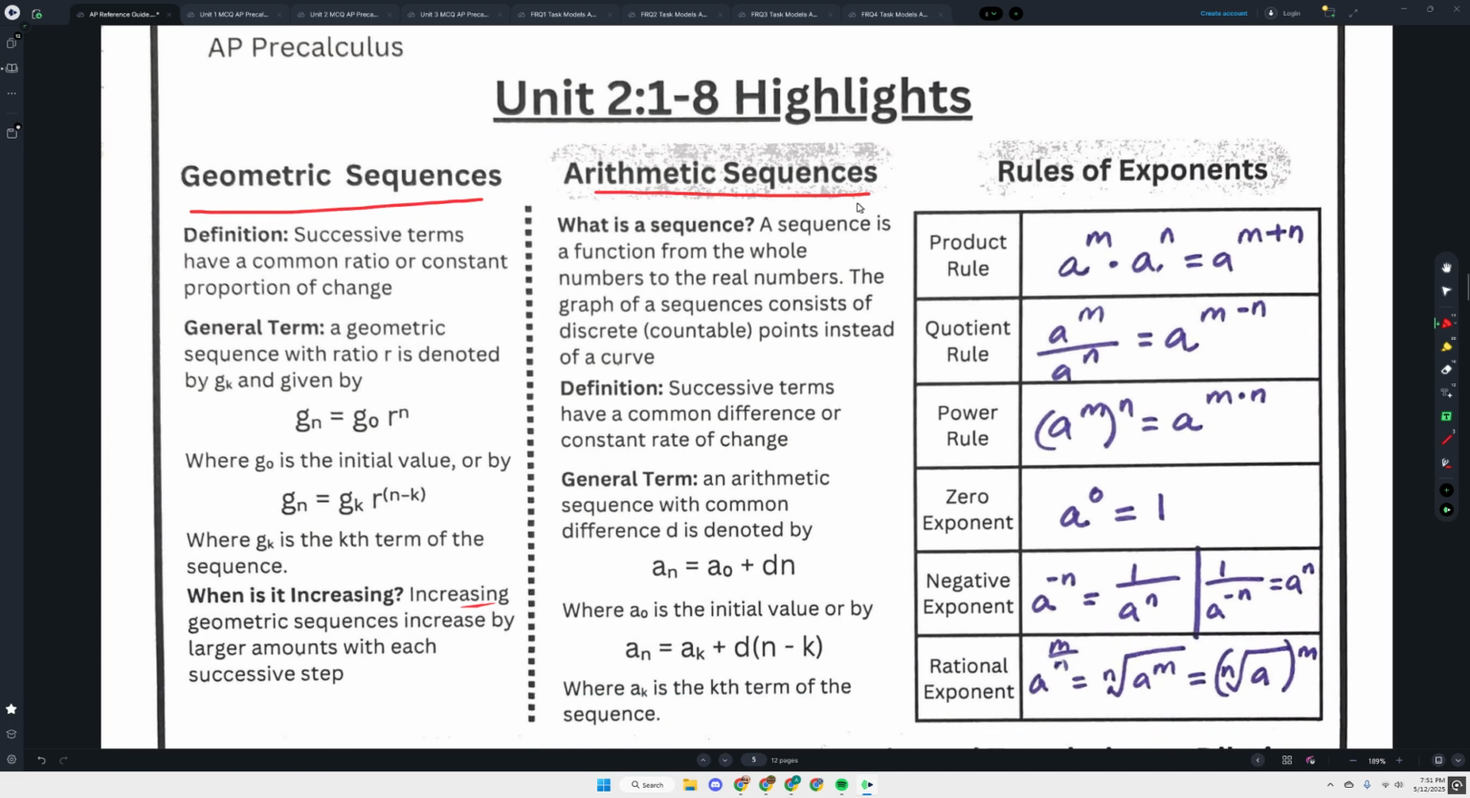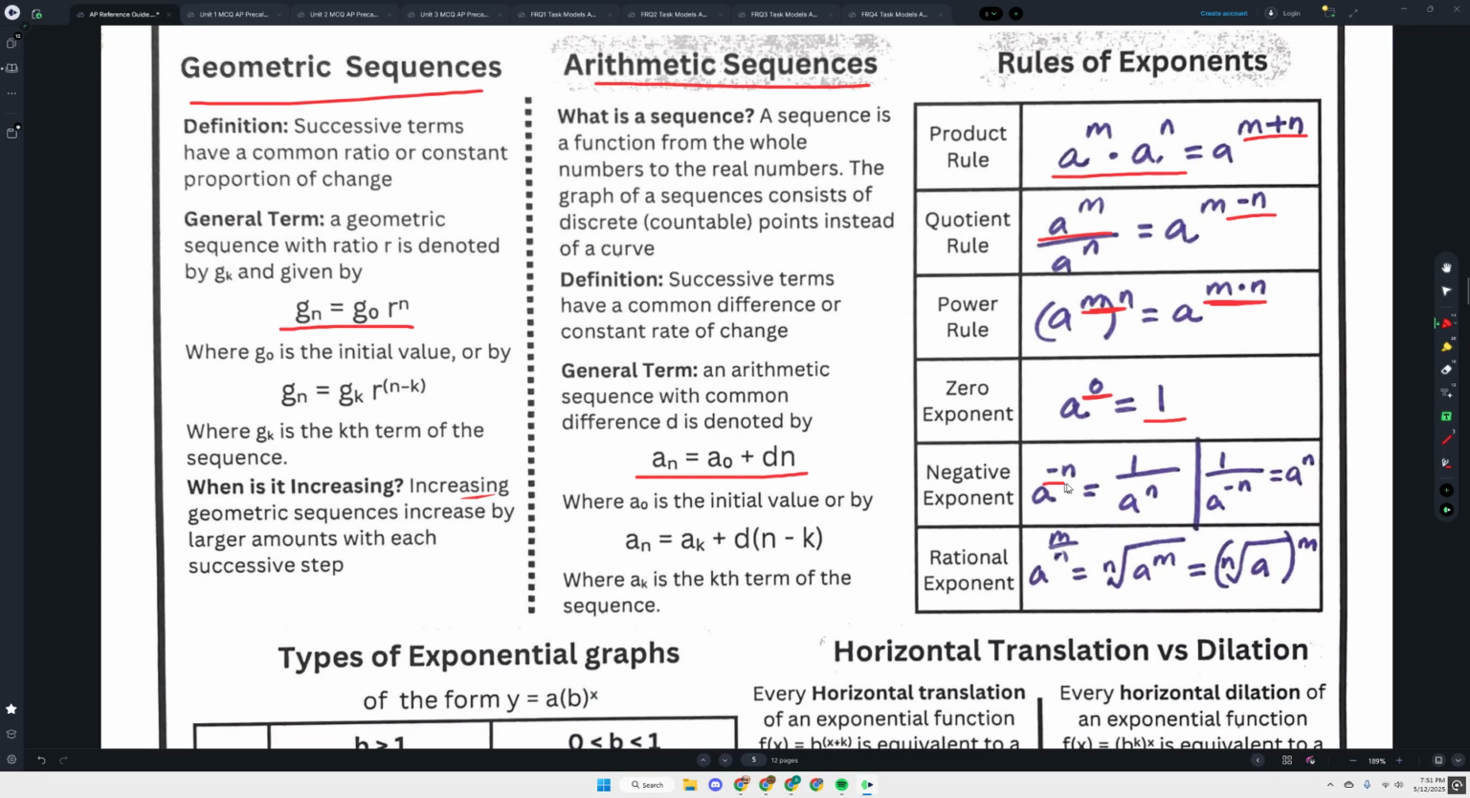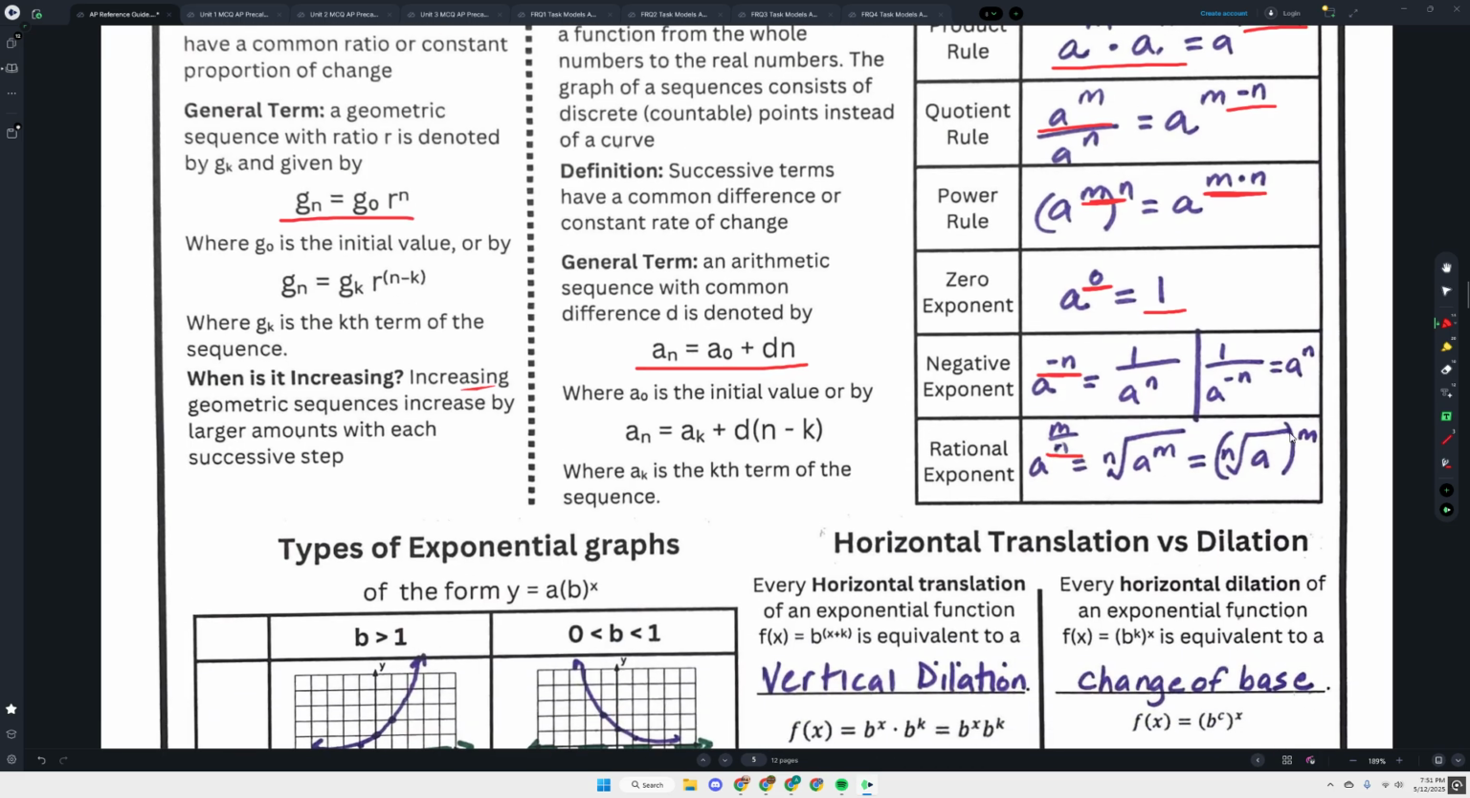Geometric and arithmetic. Geometric is g of n equals g of 0 times r to the n, and arithmetic is a of n is equal to a of 0 plus d times n. Some exponent rules. a to the m times a to the n is equal to a to the m plus n. Division is subtraction. Exponents are multiplication. Anything to the power of 0 is 1. Anything to the negative exponent goes in the denominator. And rationals are square roots and powers.